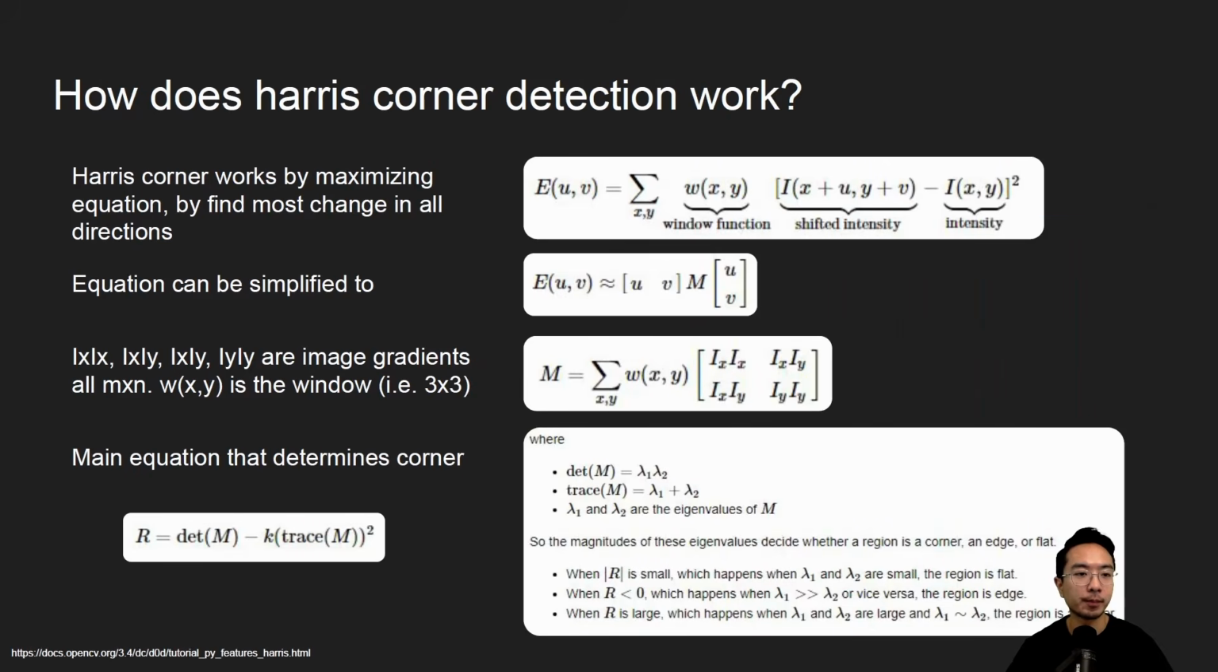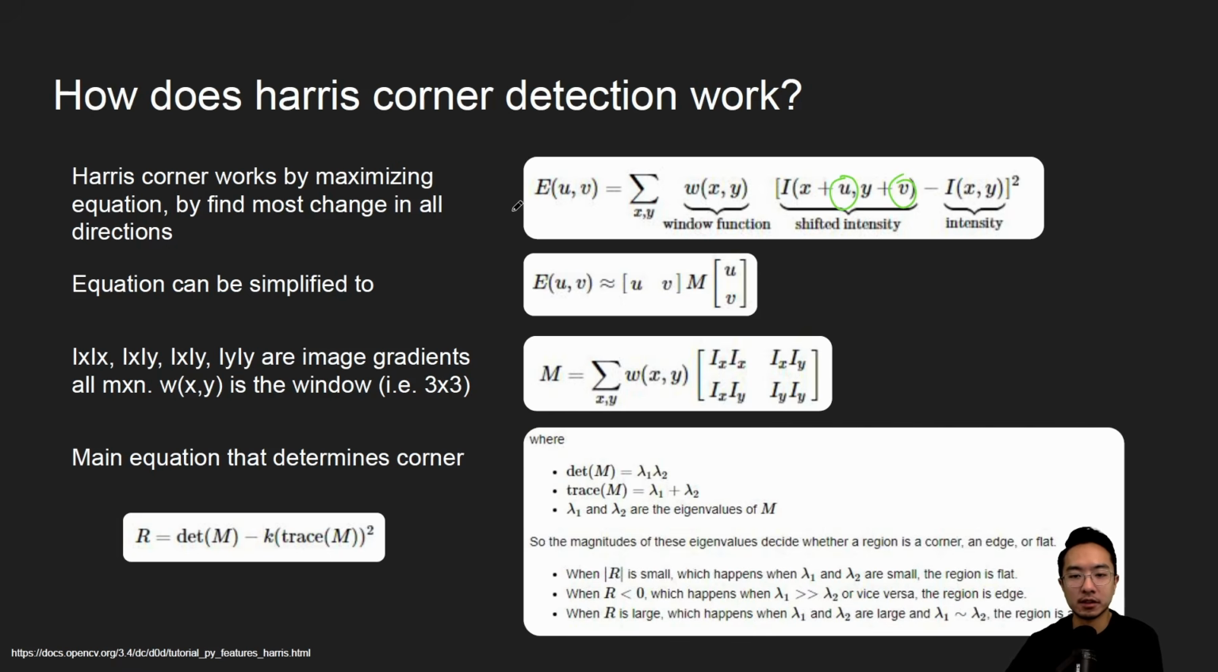So how does the Harris corner detection work? The way it works is that it tries to maximize the equation here by finding the most change in all directions. So you have this function here, and if you imagine if you were to shift it in both the u and v direction, so essentially every direction, and you want to see which one will give the most change, then that will usually correspond to a corner.